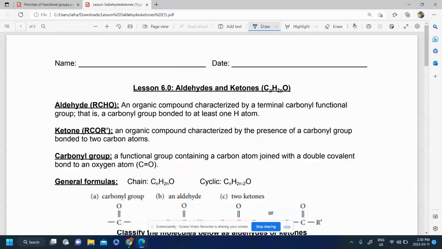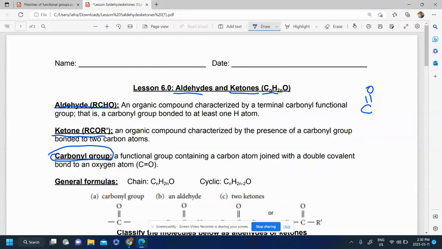In this video, we're going to take a look at aldehydes and ketones. They're a family of organic molecules that contain C and H, in addition to a functional group known as the carbonyl group, which is C double bond O. So aldehydes and ketones both contain the carbonyl group, which is a C double bond O.